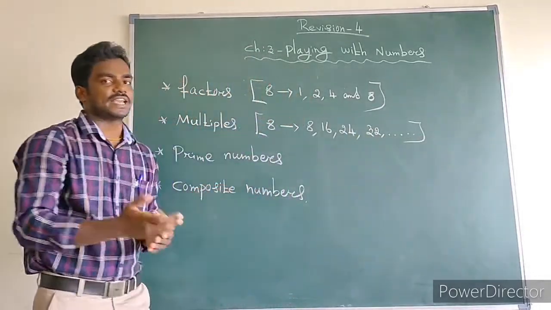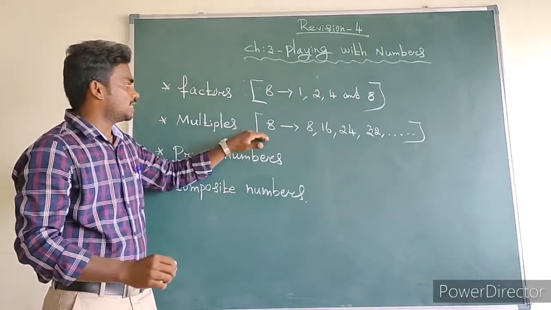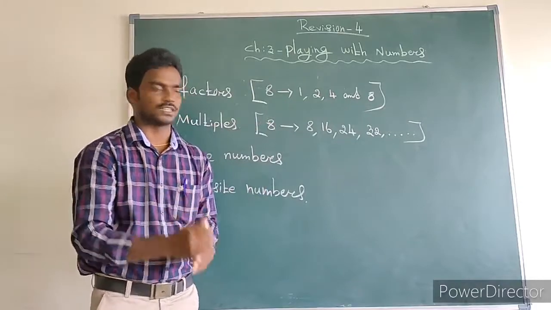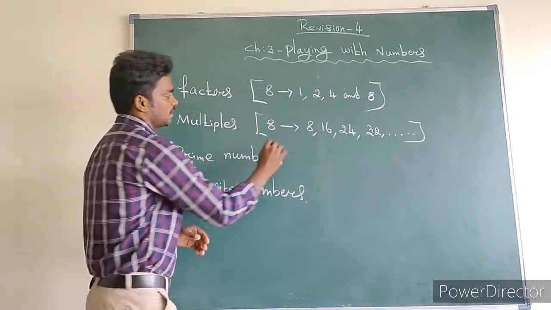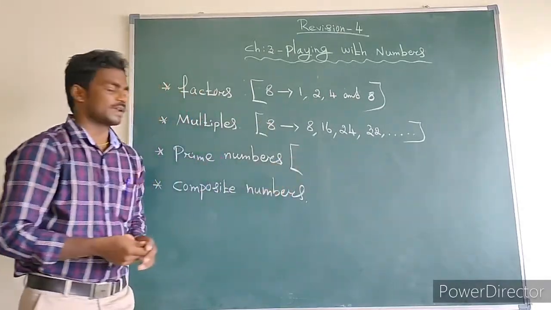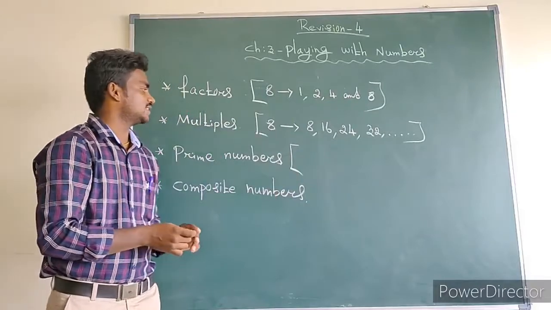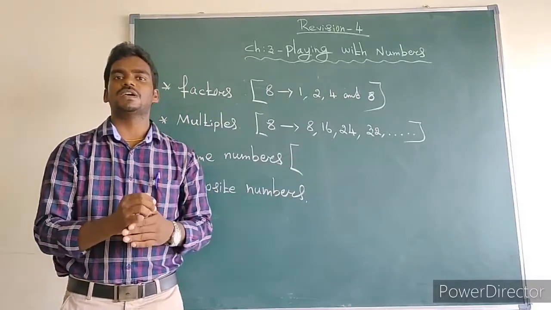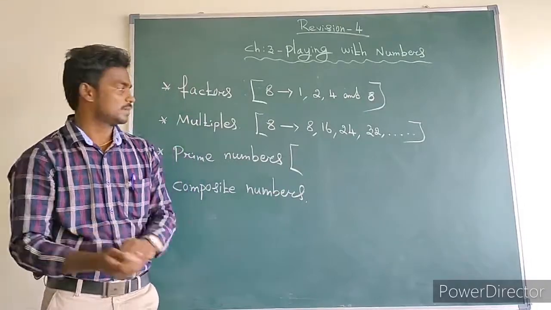A factor is an exact divisor of that number. A multiple is a number multiplied by the consecutive natural numbers. So next, what is a prime number? We know what a prime number is. A prime number is a number which is exactly divisible by 1 and itself. A number which is divisible by only 1 and itself is called a prime number.